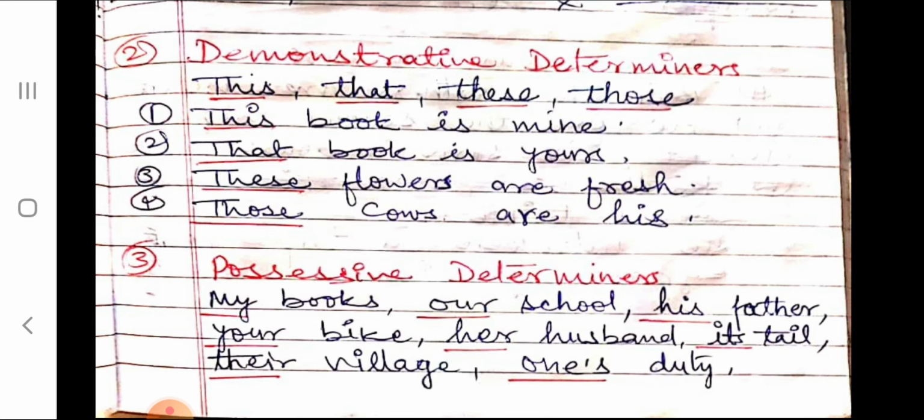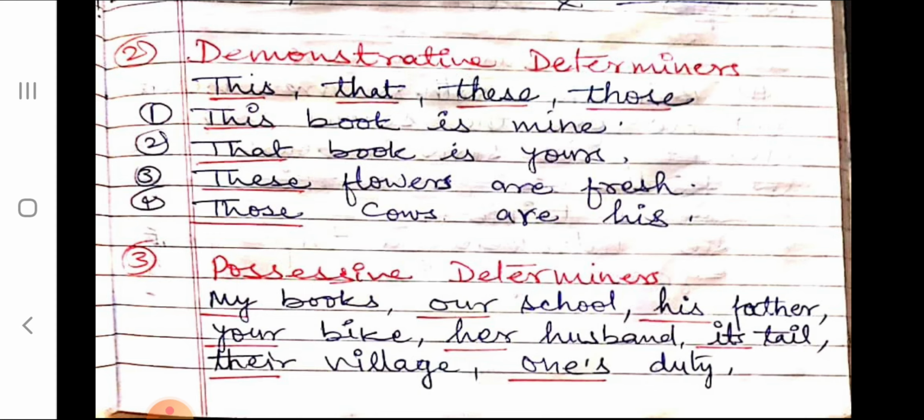Next is, those cows are his. It means for far off plural nouns we use those. The cows are grazing in the field and they are away from the person who is speaking about the cows. Then he says that those cows are his. It means the cows are very far off, away from the speaker. So we have only four demonstrative determiners: this, that, these, those.